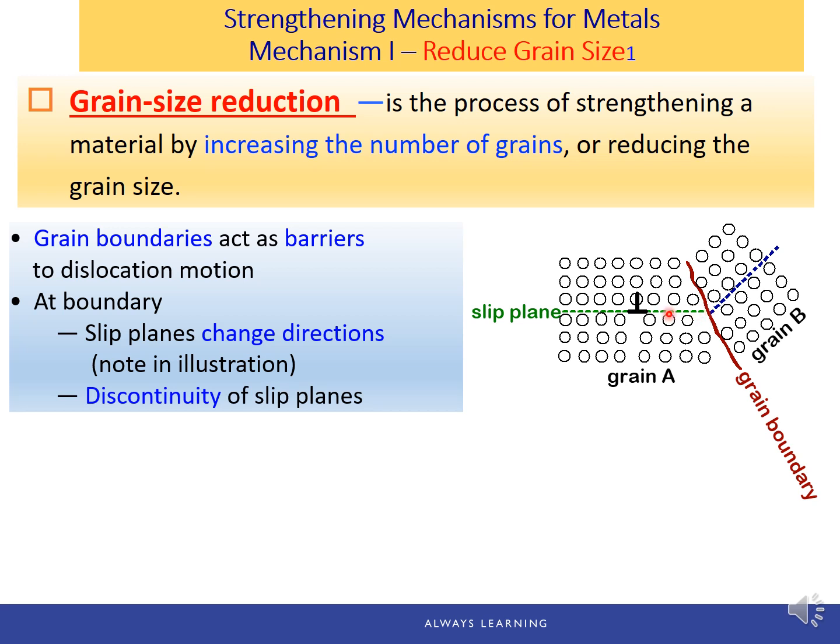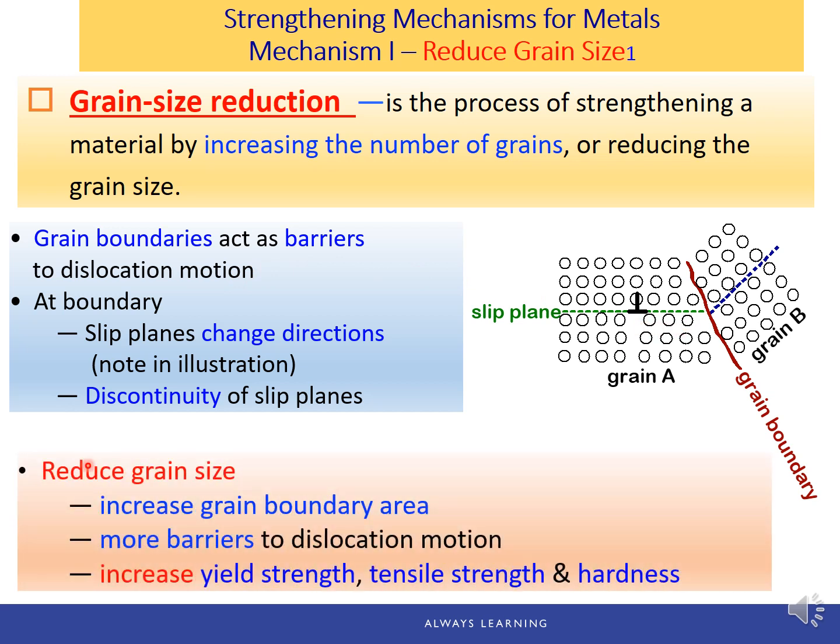And second, the atomic disorder within a grain boundary region results in a discontinuity of the slip planes from one grain into another. Because of that, the grain boundaries act as barriers to dislocation motion. So by reducing the grain size, we will increase the grain boundary area, so there are more barriers to dislocation motion, which means it will hinder the dislocation motion. And by doing that, it will increase the yield strength, the tensile strength and the hardness of the material, which means the material is strengthened.